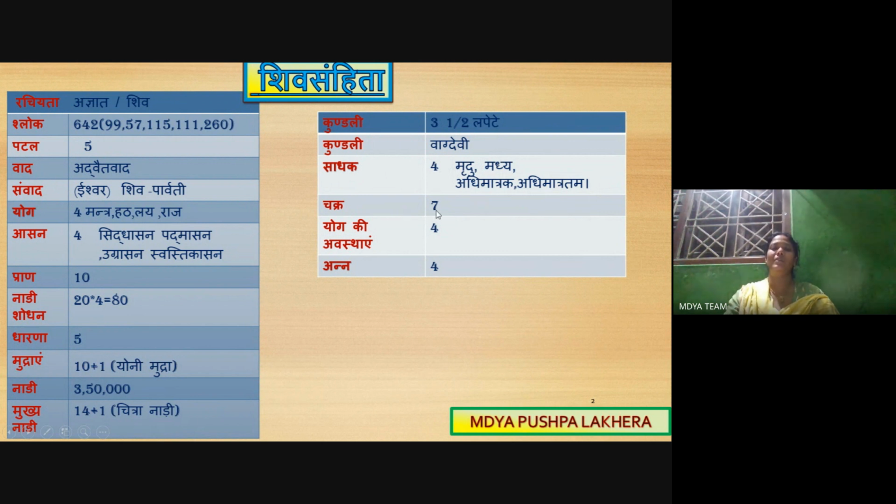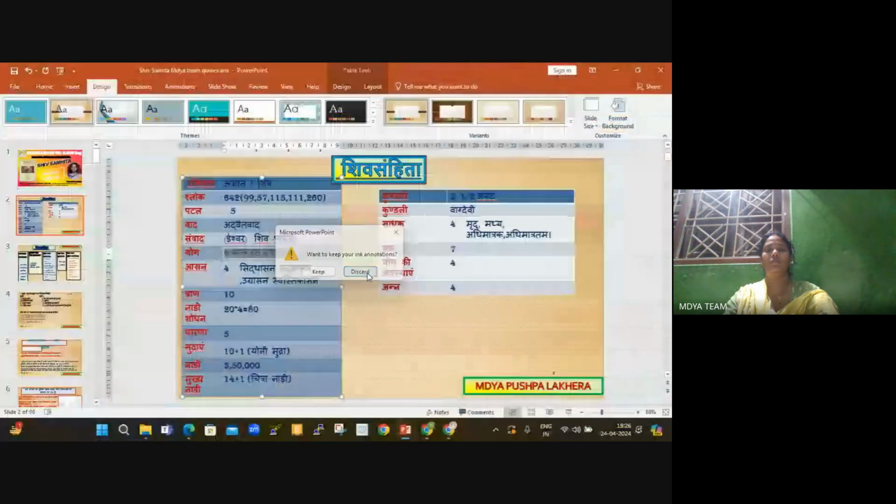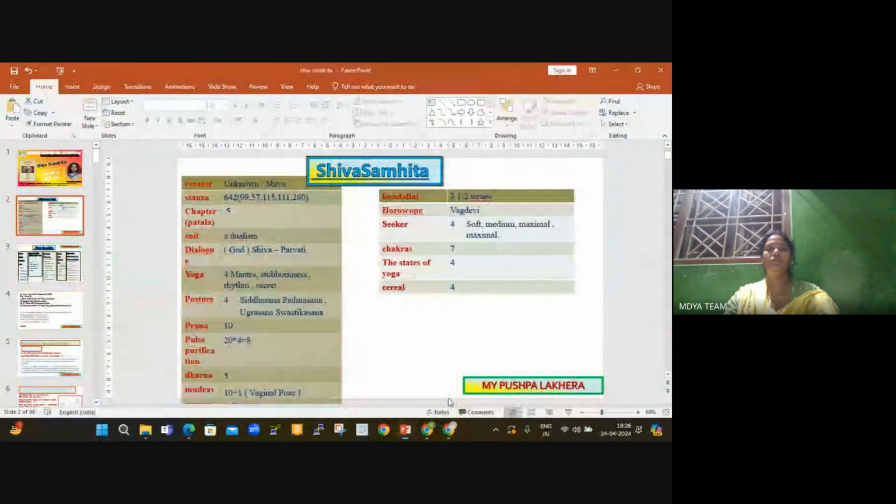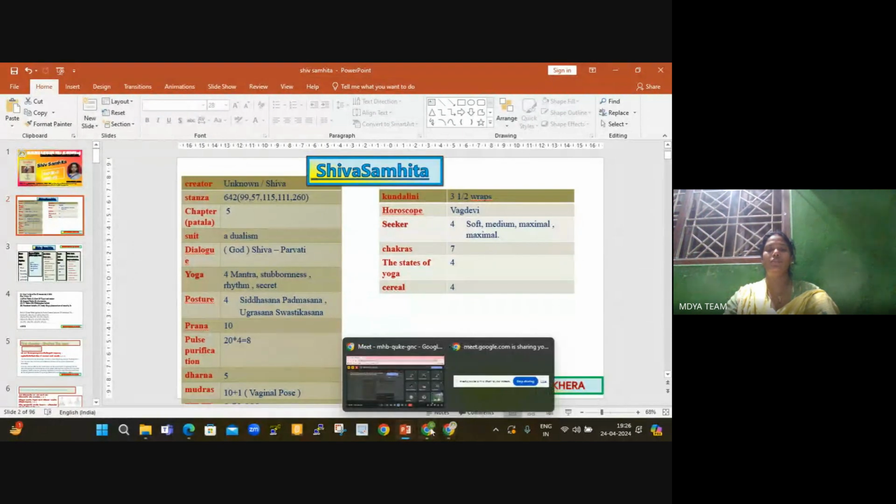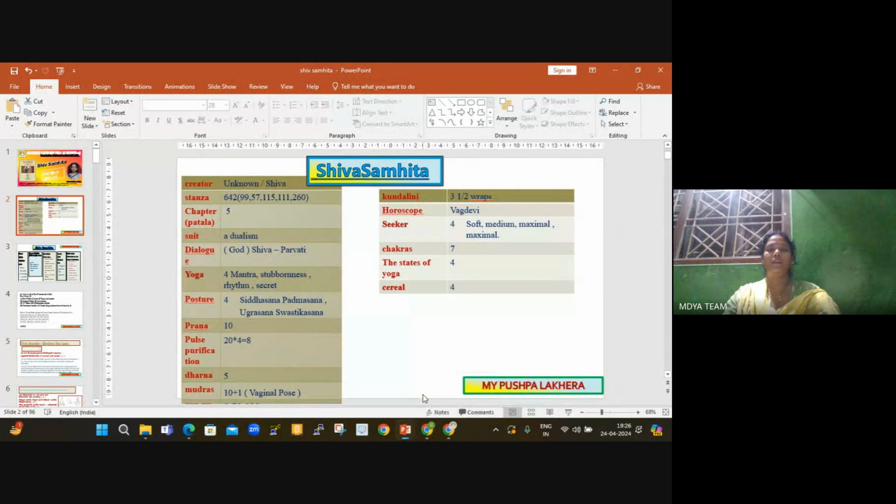And chakra, here it is mentioned 7 chakras are there. Yoga, there are states of yoga, that is 4. What we are discussing here, yoga types: mantra, hatha, laya, raj, that is the state. It is also said to be 4 types. Anna means the food types, which type of food one will take. That is 4 it is mentioned. A little bit we will clarify it in the next.